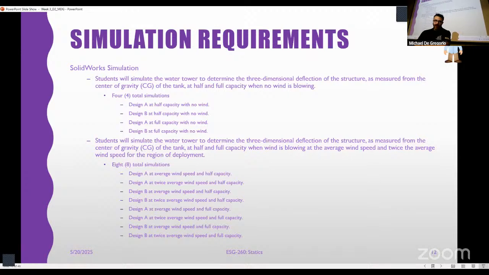Okay. SolidWorks simulation. So part of this is you're going to create your water towers in SolidWorks and you're going to simulate them, right? So students will simulate the water tower to determine the three-dimensional deflection of the structure as measured from the center of gravity of the tank at half and full capacity when no wind is blowing. So you have 4 simulations that you need to complete there, right? Half capacity, no wind for A and B, and full capacity, no wind for A and B.